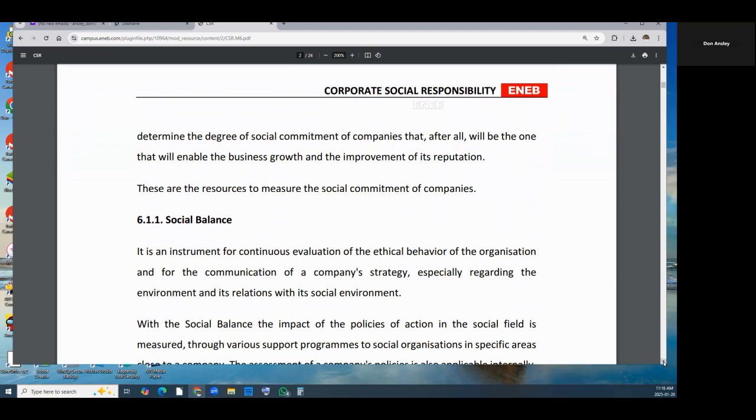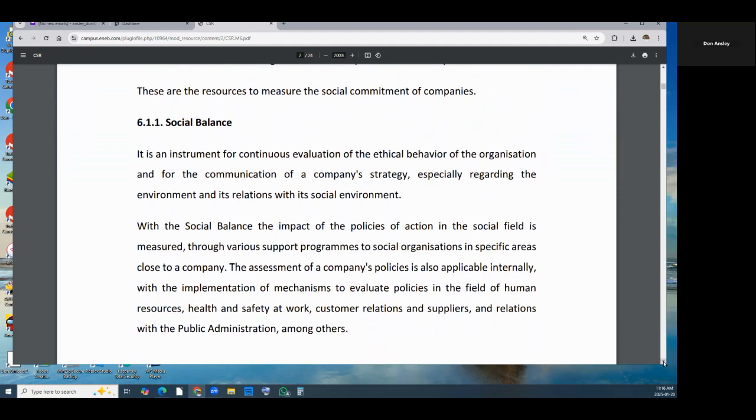6.1.1, Social Balance. It is an instrument for the continuous evaluation of the ethical behavior of the company and for the communication of that company's strategies, especially regarding the environment and its relation with its social environment. With social balance, the impact of the policies of actions in the social field is measured through various support programs to social organizations in special areas close to the company.